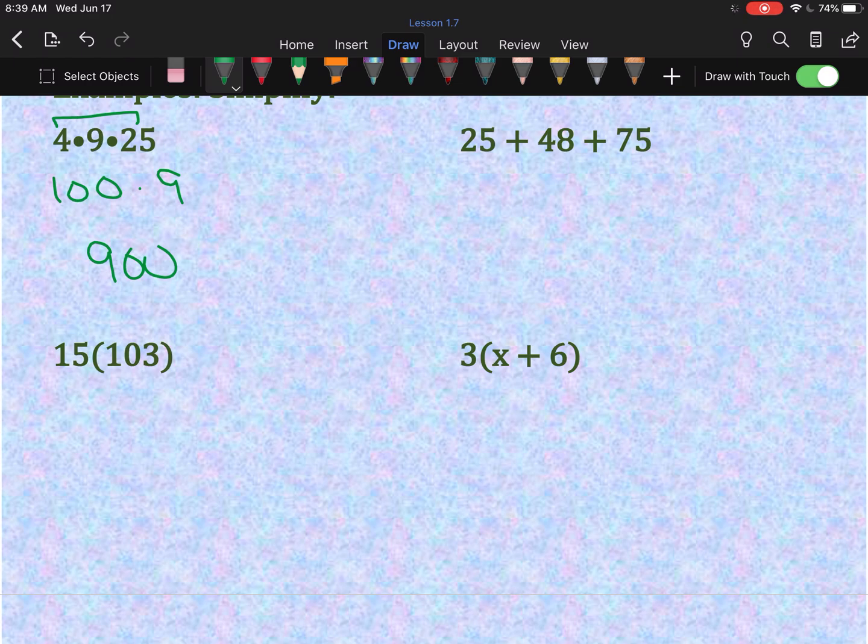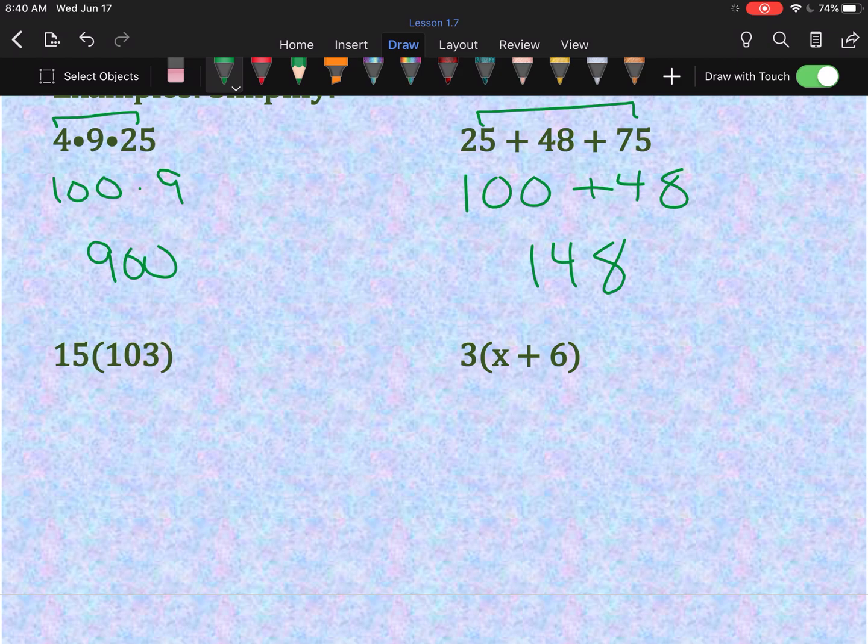Same idea with the addition problem over here, 25 plus 48 plus 75. 25 and 75, I know real fast, make 100. And 100 plus 48 is 148. A lot easier than stacking these up and adding vertically, or doing 25 plus 48, getting 73, and adding 75. Looking for intelligent shortcuts.